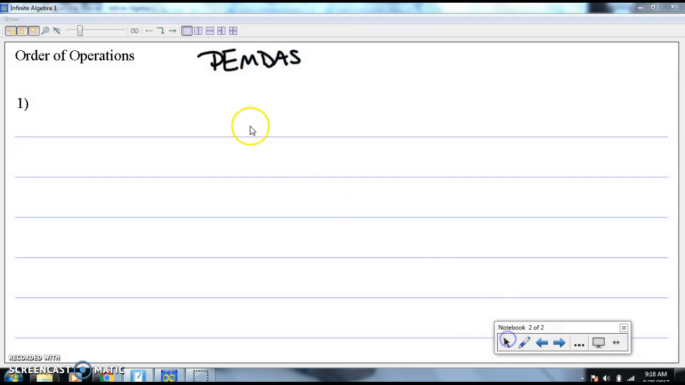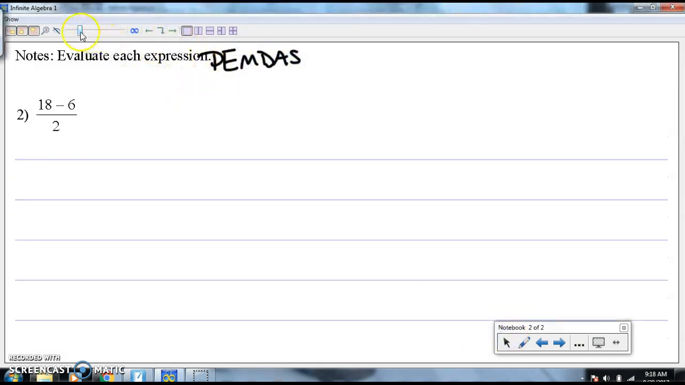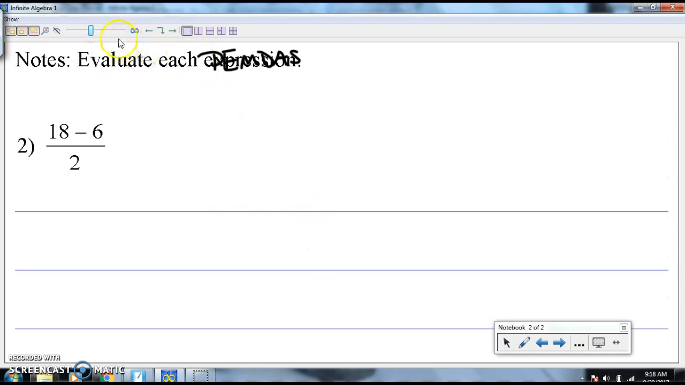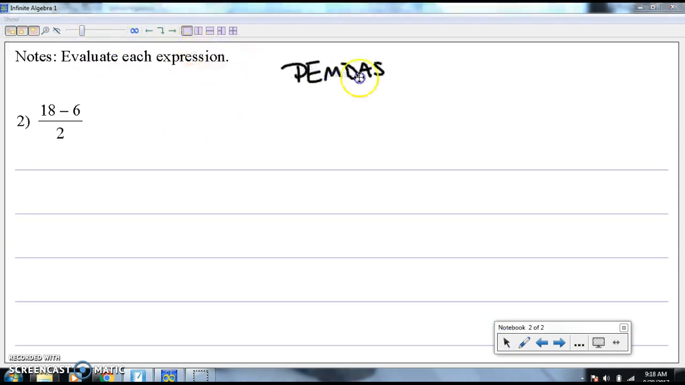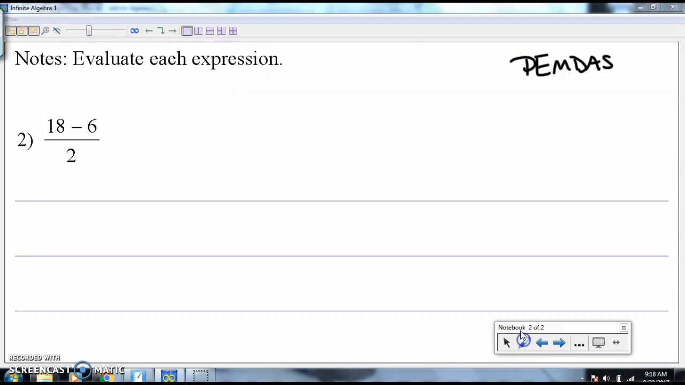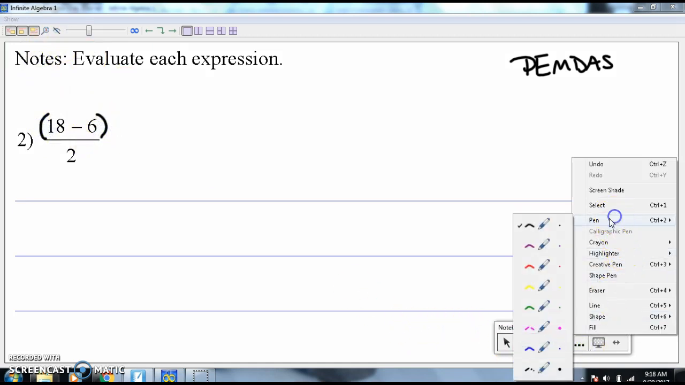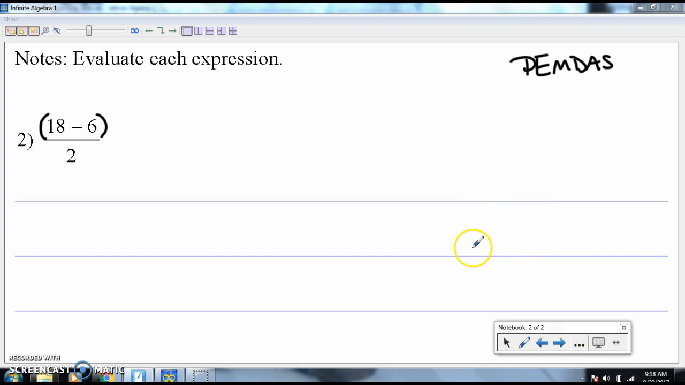Okay, we're going to go ahead and do the first problem. Okay, so our first problem here is actually a fraction. Okay, tough one to start with. We are going to add some parentheses to this problem. Okay, so anytime you see a big fraction bar, you can put parentheses around the top and parentheses around the bottom. That tells me that I need to simplify the top and bottom first before I worry about the division.